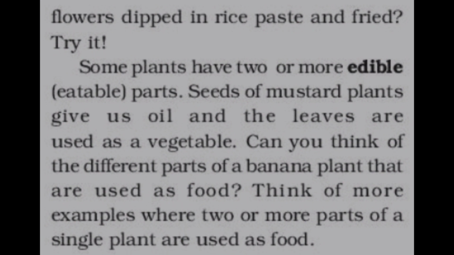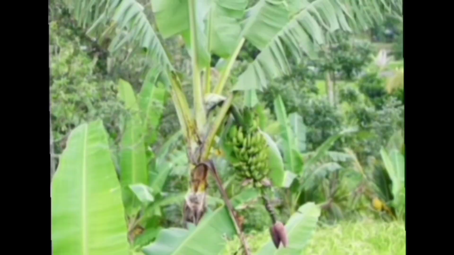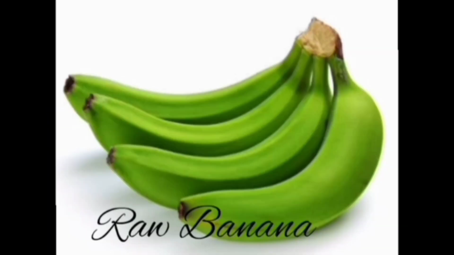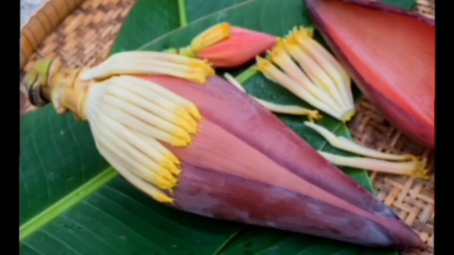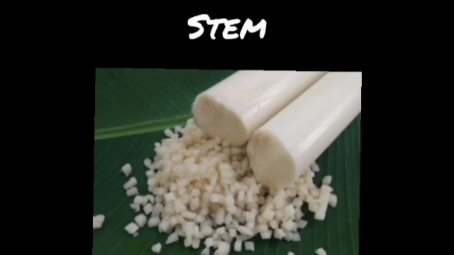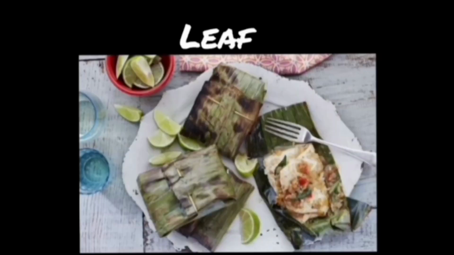Can you think of the different parts of a banana plant that are used as food? Think of more examples where 2 or more parts of a single plant are used as food. Banana parts such as fruits can be eaten in raw and ripened form. Banana flower has a purple color that is edible. Other parts like stem and leaf are also eaten by making some kind of curry.